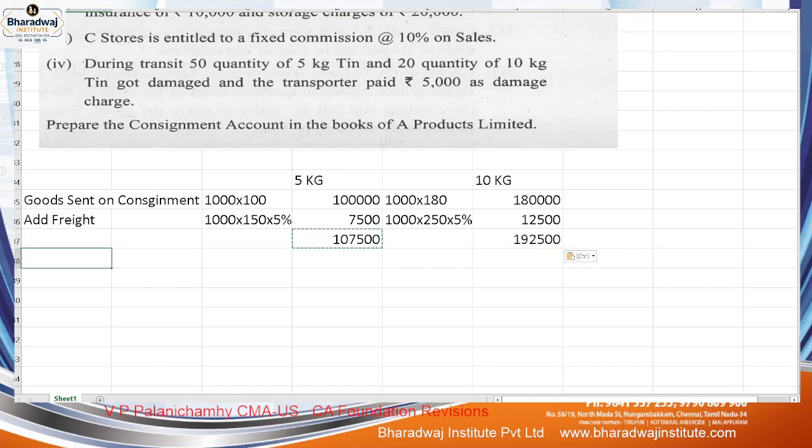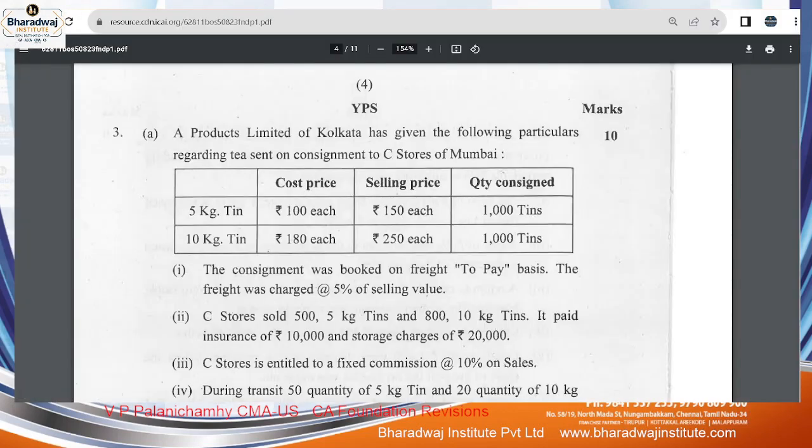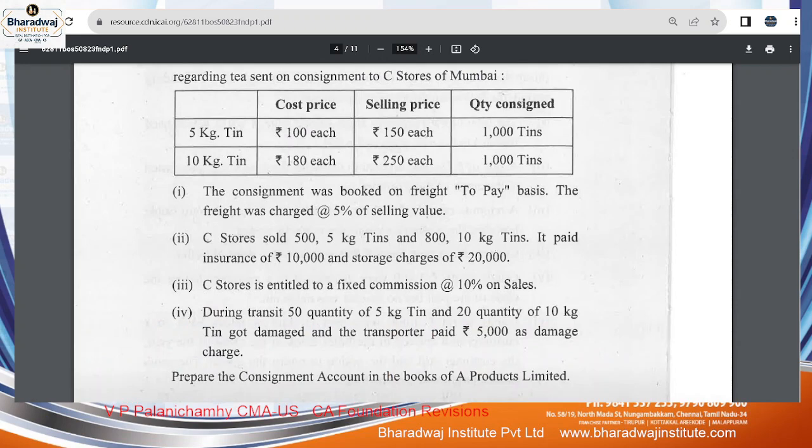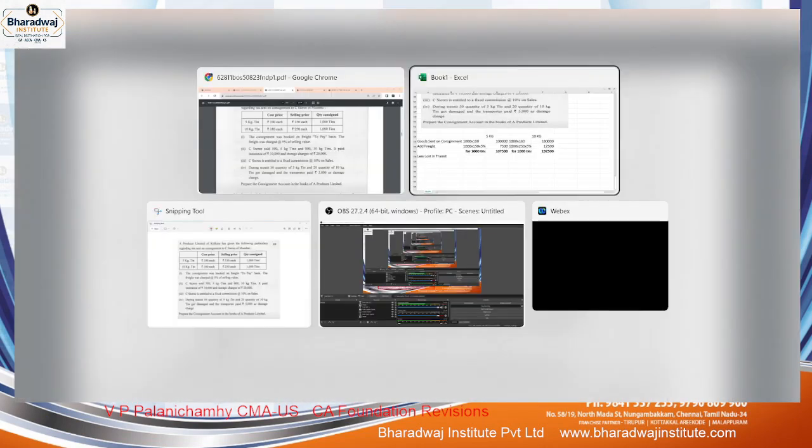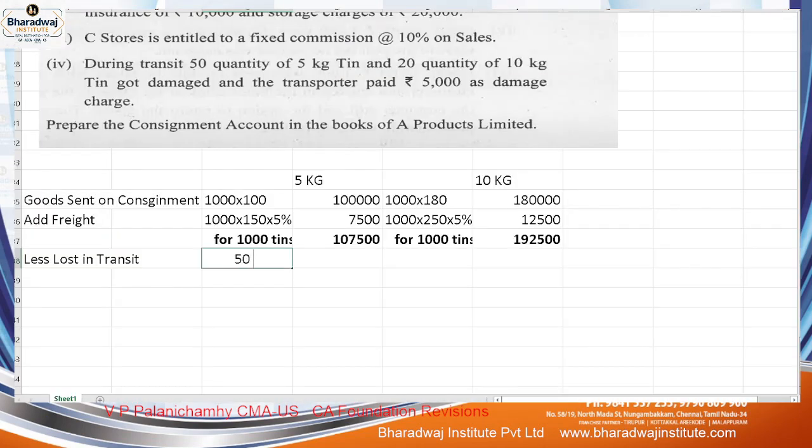How much is lost in transit? This is for 1000 tins, right? This is the value. Less lost in transit. How many tins are lost in transit? 50 and the other one is 20. 50 tins, 20 tins.